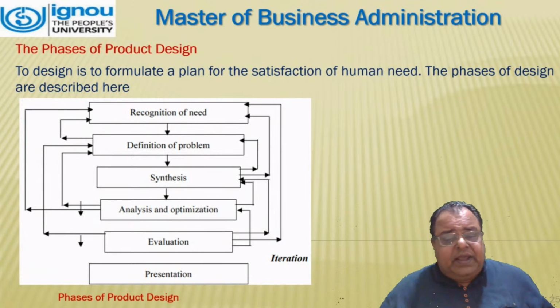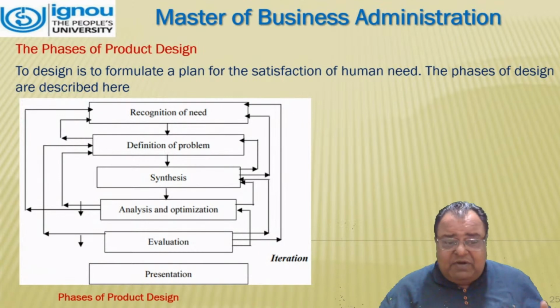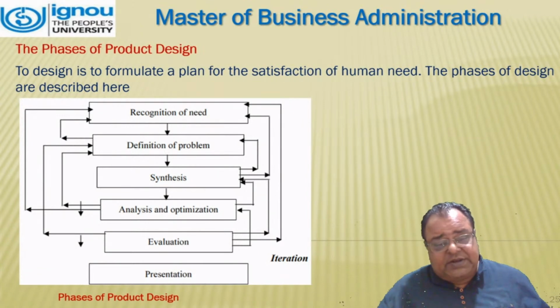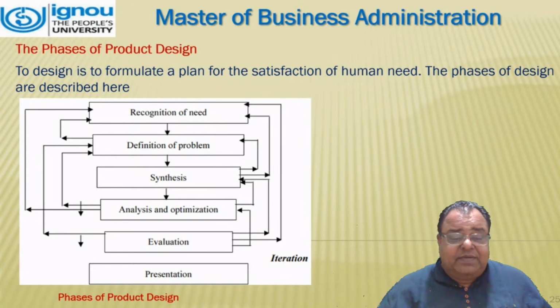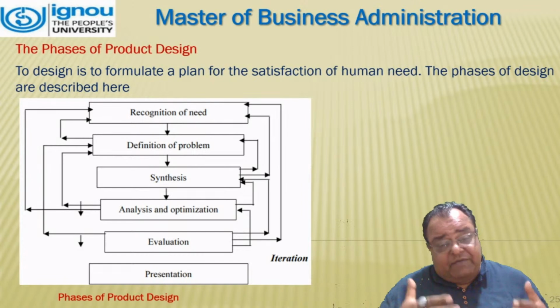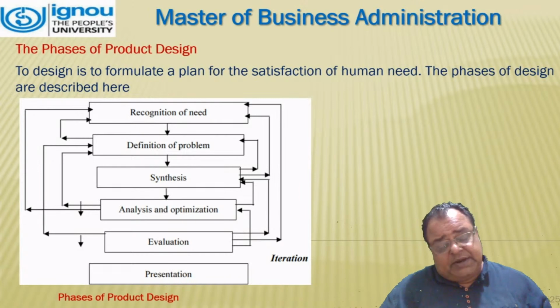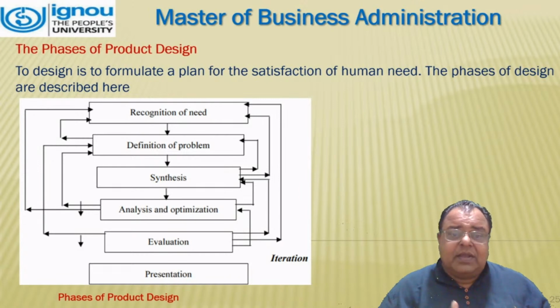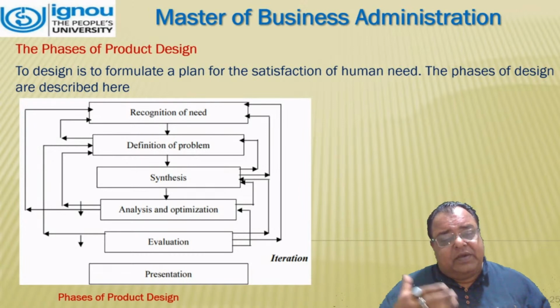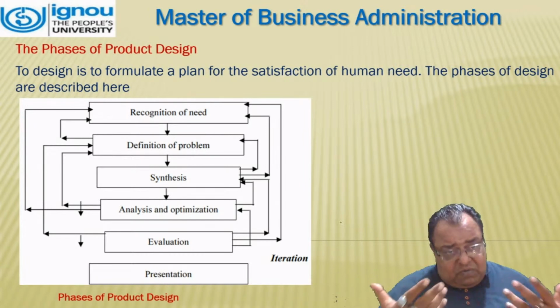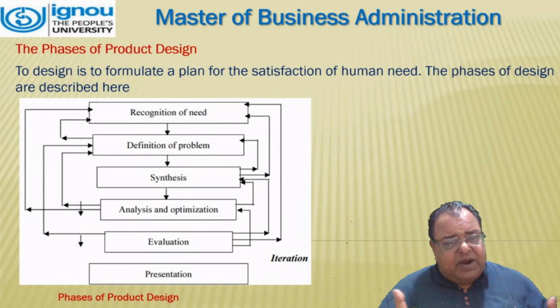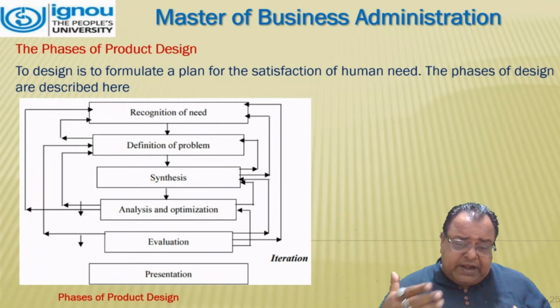Now you see that initially at the top, it is the recognition of the need, why it is needed, definition of the problem, synthesis, that means we're working on it, analysis and optimization. Then comes your evaluation. And at the last, after all those steps have been performed, it comes for the presentation. Now, once it is presented, the outputs are selected, we define, we design how other modifications, if required, can be done. That means it is an iterative process.